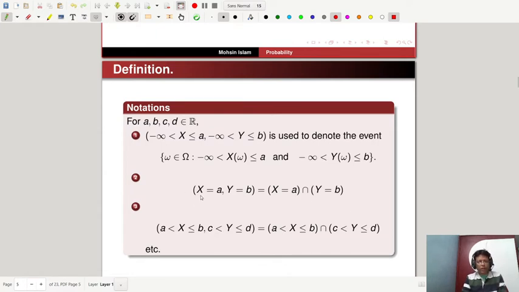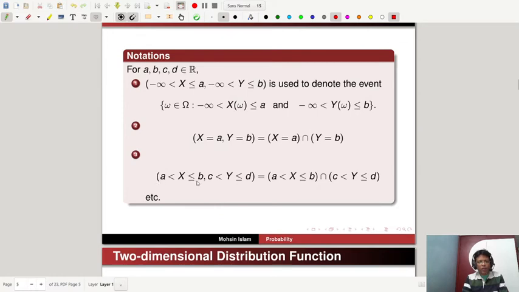Next, x = a, y = b can be written as the intersection of x = a and y = b. It's both the events, x = a and y = b, since you are taking two dimensions. And a < x <= b, c < y <= d can be written in a similar way, as the intersection of both the events. So these are the important notations for your two-dimensional distribution.